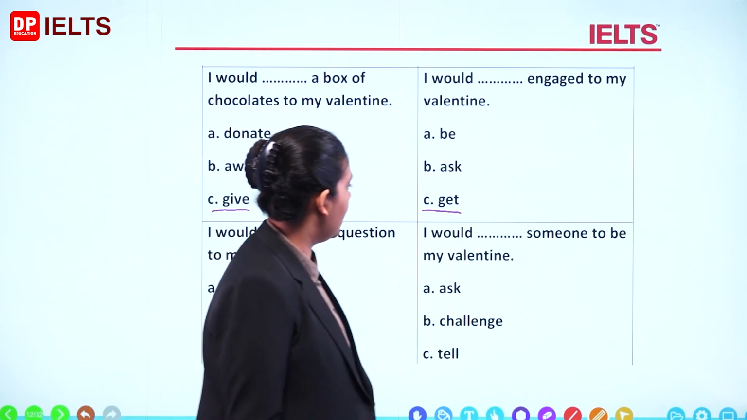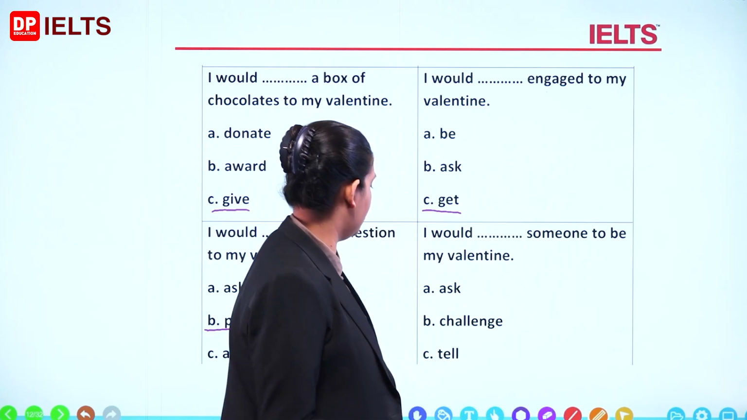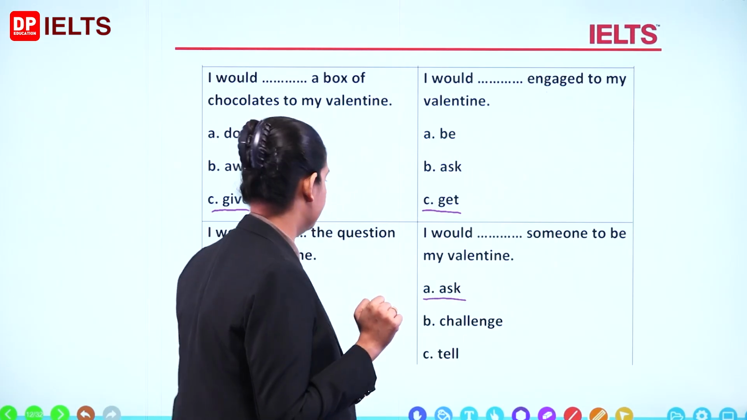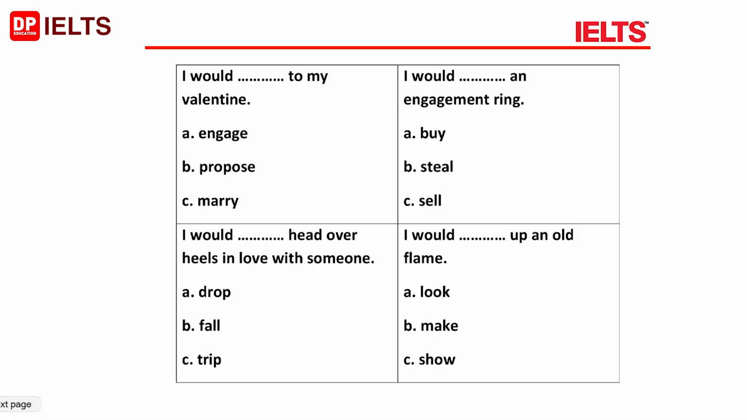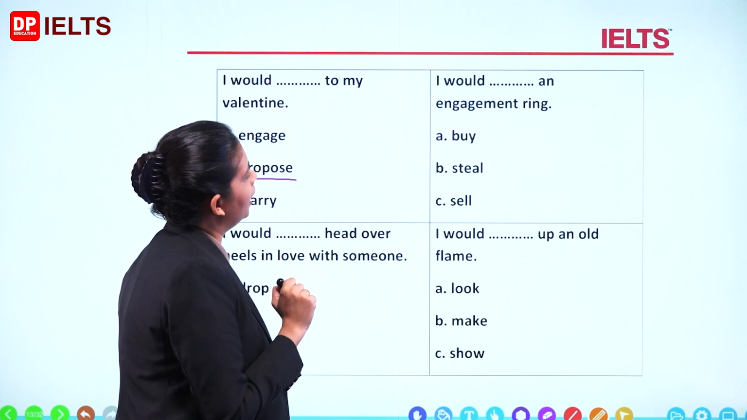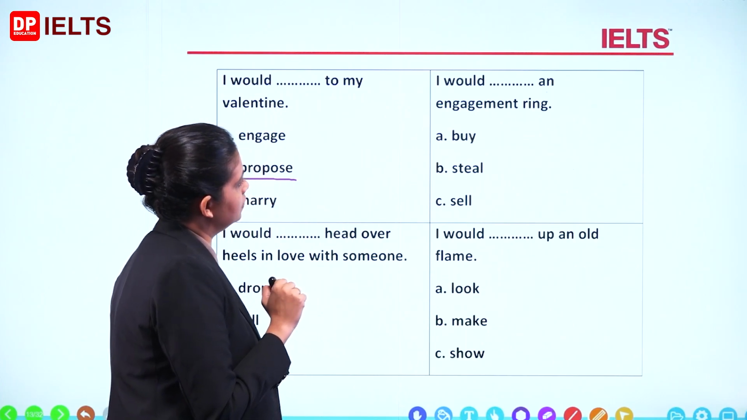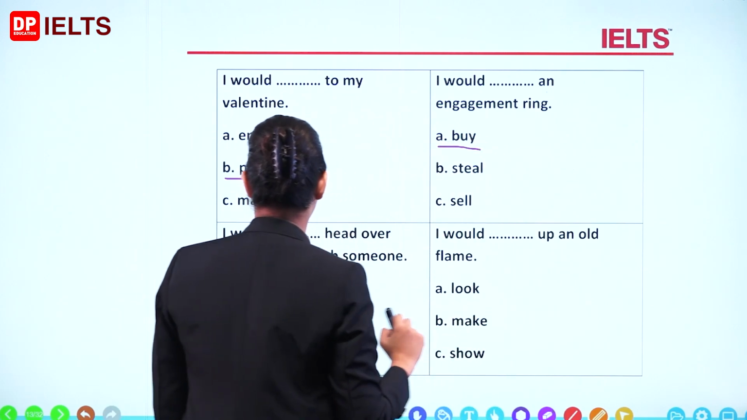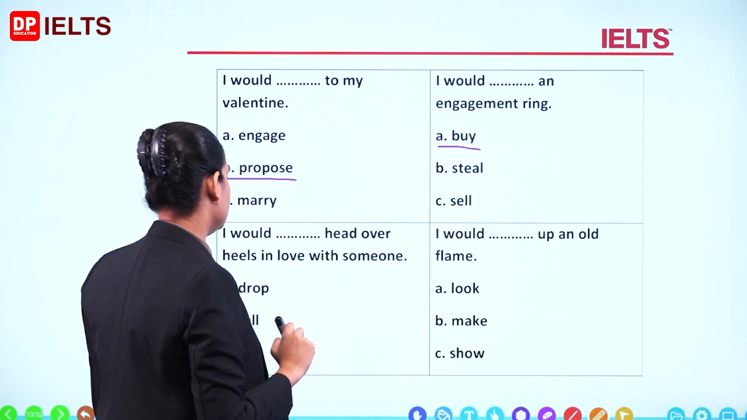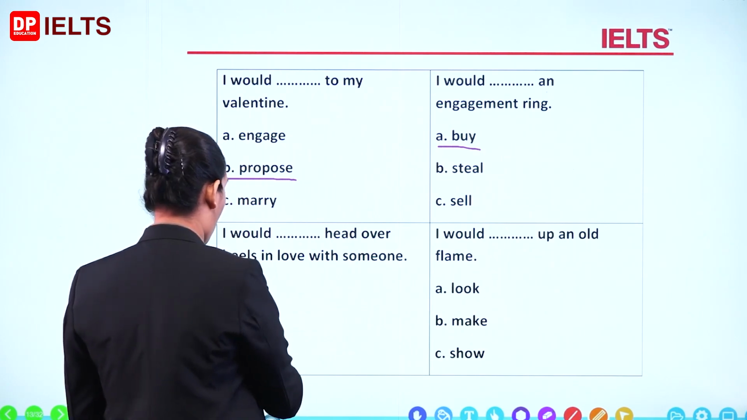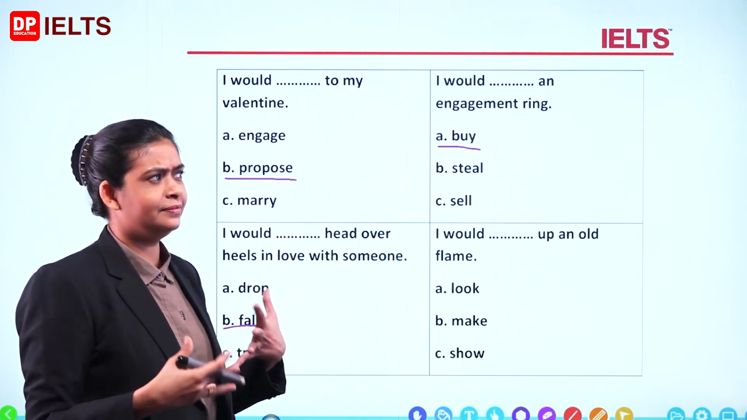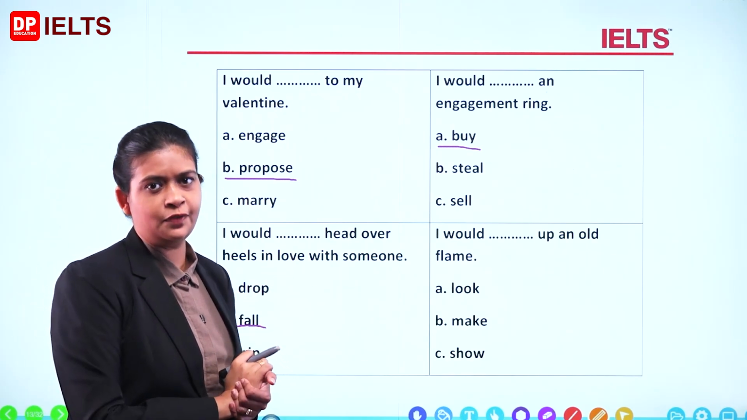Okay. I would ask someone to be my Valentine. Okay. I would propose to my Valentine. I would buy an engagement ring. I would fall head over heels in love with someone. I would fall. Fall කියන්නේ වැටෙනව නෙවෙයි, but ආදරෙන් ආදරේ කරන පටන් ගන්න එකට we say fall in love.